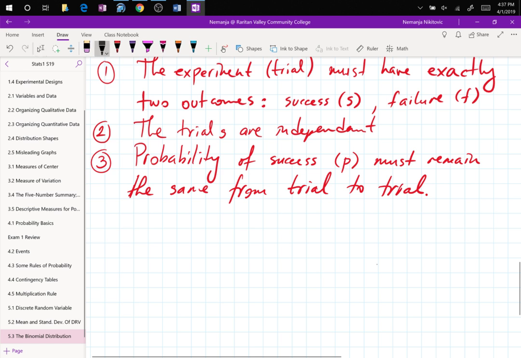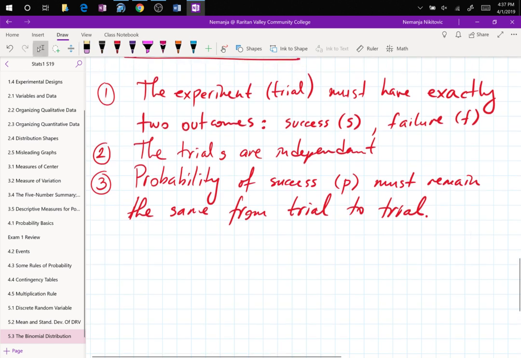We need to explain how these three categories clearly fit in the scenario, because if any of the three fails, it's not a Bernoulli trial, and what we're learning doesn't apply. So we have to be careful about that.